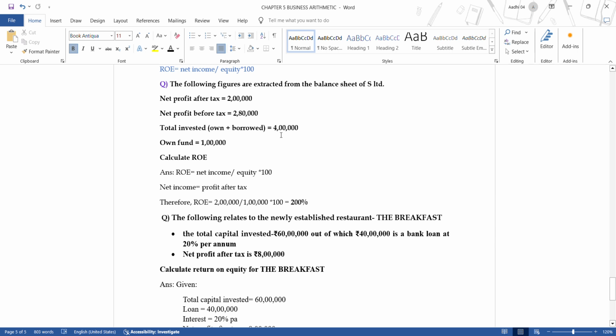Now again I am explaining. Net income means net profit after tax. Why net income after tax? Because it presents the actual profit that is available to the shareholders after all the expenses including tax have been deducted. So that is why we are using net profit after tax. Now what is the formula to find the return on equity? That is net income by equity into 100.